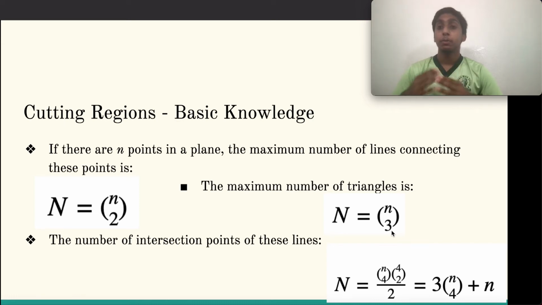And then the number of intersection points of these lines. Remember, if we have these n points and we've created these lines using n choose 2, then we can find the number of intersection points of this. That's going to be 3 times n choose 4 plus n. You can also write it as n choose 4, 4 choose 2 over 2. So those are just some basic formulas, and all this is operating on the premise that you have n dots in this plane, and you're going to connect them using triangles, lines, intersection lines, and so on. Okay, so let's move on to the next slide in about 2 seconds.